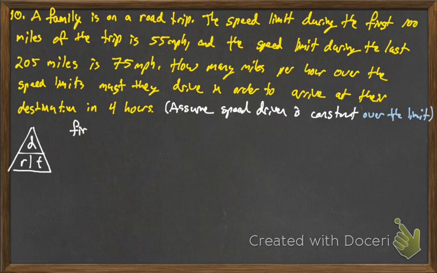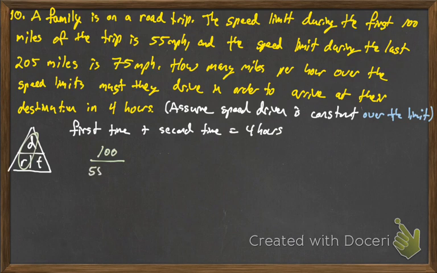If we add the first part of the trip time plus the second part of the trip time, that's going to be equal to 4 hours. So if we're doing time, that's going to be distance over rate. The first part of the trip, they went 100 miles, and the speed limit is 55, and we're going to say x is how much they're speeding over the limit. So 100 over 55 plus x.